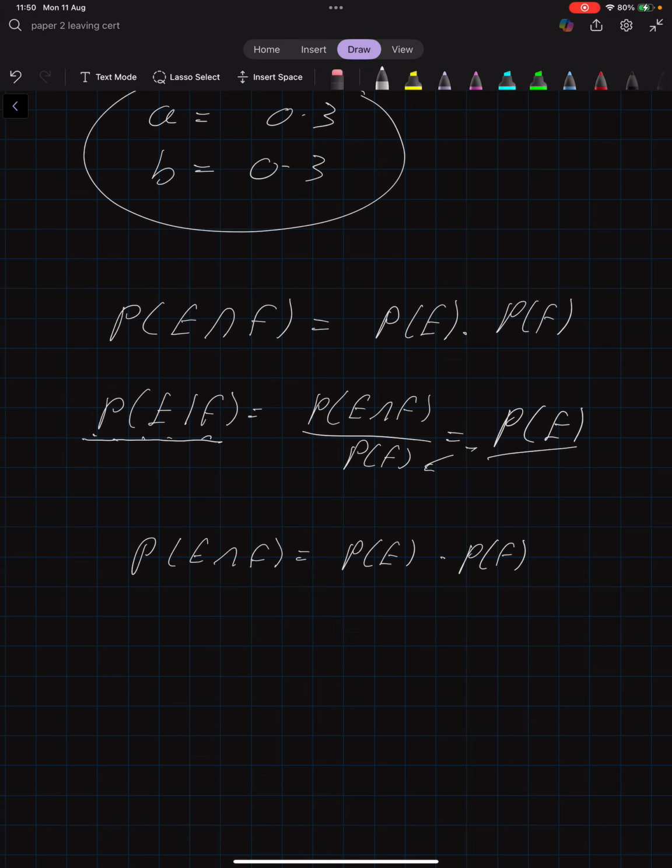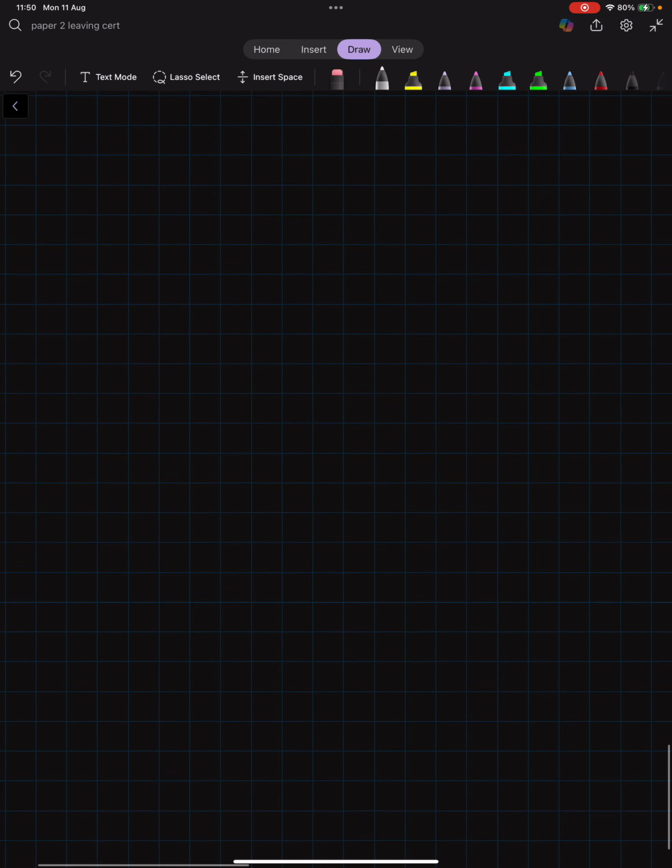Okay, so let's do question 9. Question 9 is a little bit weird. It says a green 6-sided die and a red 6-sided die, so just normal dice, are rolled. E is the event that the score on the green die is 1. F is the event that the total on the two dice is 7. Investigate if E and F are independent. So what you want to know is, is the probability of F given E equal to the probability of F?